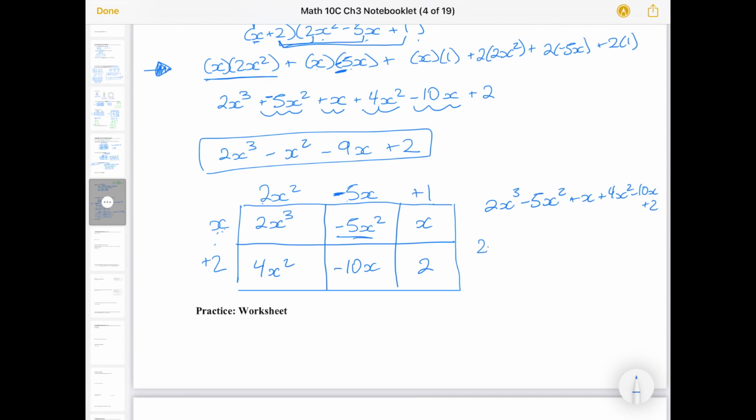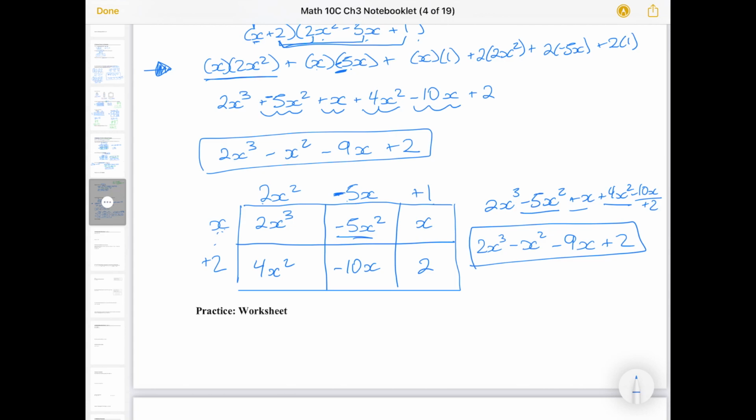Grouping my like terms, 2x cubed, my x squareds, negative 5x squared plus 4x squared, negative x squared, plus 1x minus 10x, minus 9x, and plus 2. So again, whichever way we did it, as long as we were very careful and didn't lose a sign like I almost did, we get the same answer. Whichever way you like the most, I'm totally okay if that's how you do it.